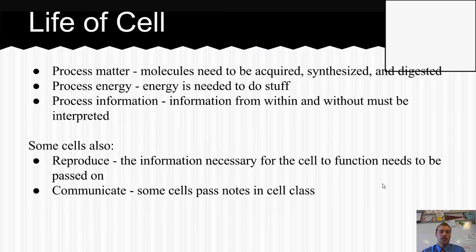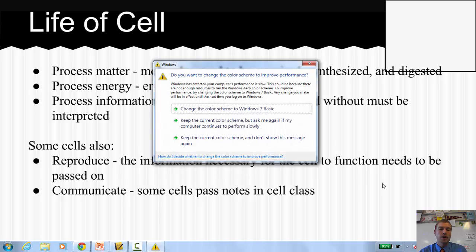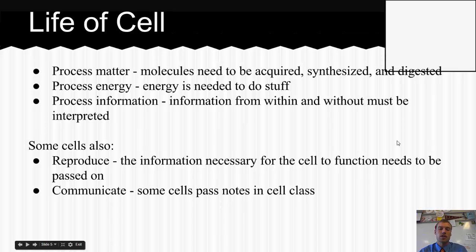So the life of a cell, what are the things that a cell needs to do? Well, it needs to be able to process matter, so it needs to be able to pull in food particles, essentially, and be able to synthesize and digest those food particles. It needs to process energy, so it needs energy to be able to do that. And then it needs to process the information found in its DNA or information that is coming from outside. Some cells also reproduce, so they need to be able to pass on the information. And then some cells need to be able to communicate. So they have to be able to talk with other cells, especially if they are multicellular, but also unicellular organisms communicate as well.